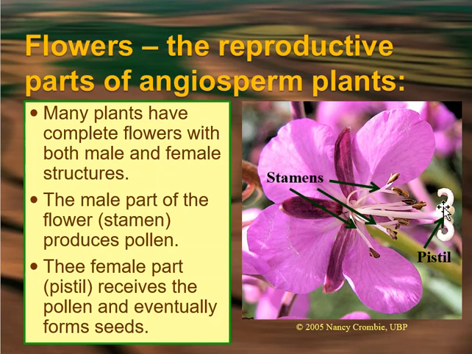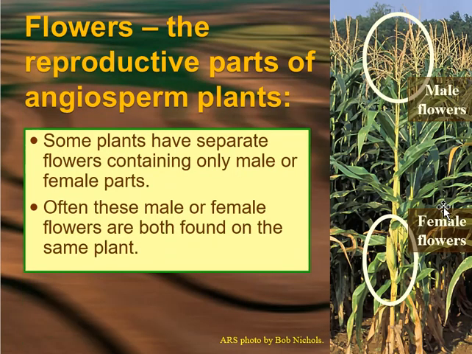So how would the pollen get from the stamen to the pistil? Typically stamens are higher than the pistils, and then it'll fall onto the pistil. Wind, birds, bees, they can all carry pollen and pollinate as well. Some plants have separate flowers containing only male or female parts. Often these male and female flowers are both found on the same plant, okay?